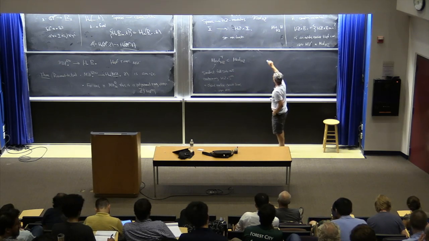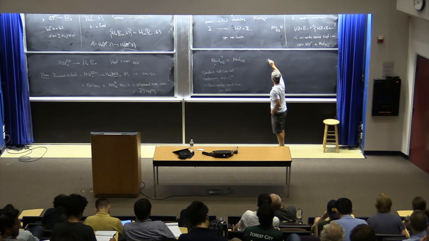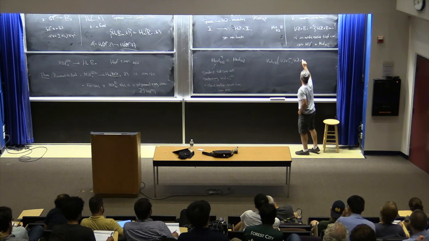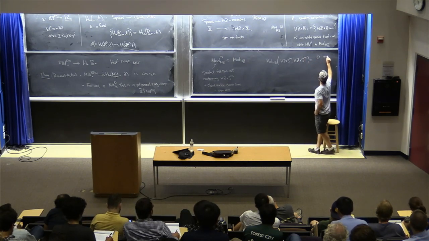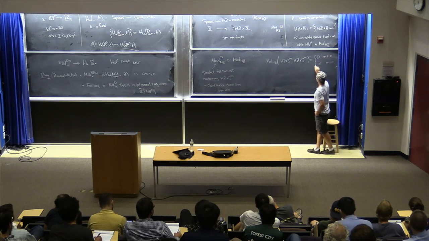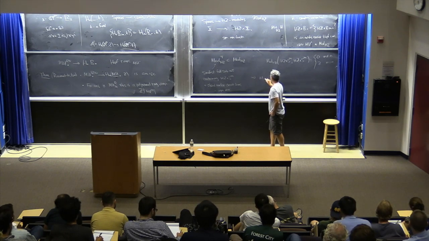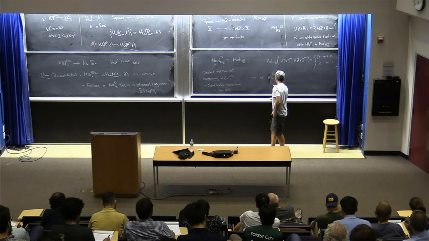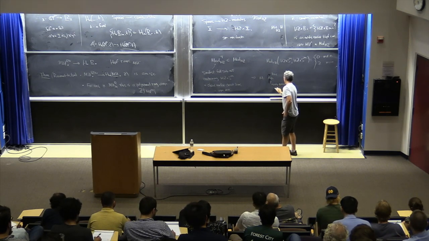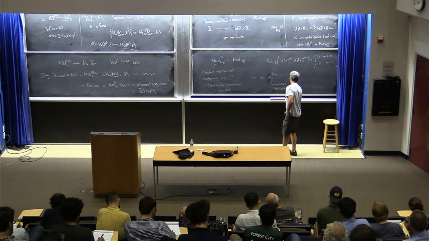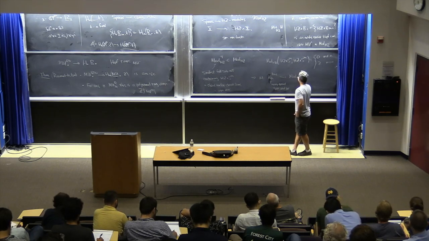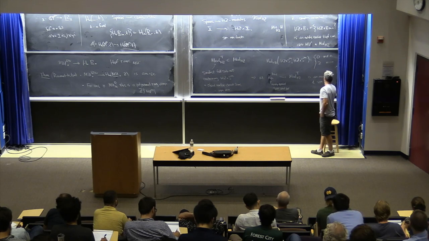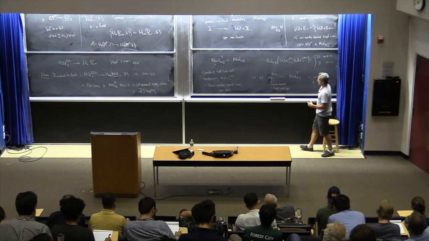And in fact, if I look at HZ module maps from this into this, that's 0 if M is not equal to N, and Z if M is equal to N. And what this implies is that the functor that sends evenly graded free abelian groups to here is an equivalence of categories.